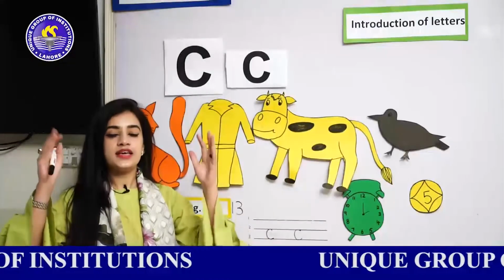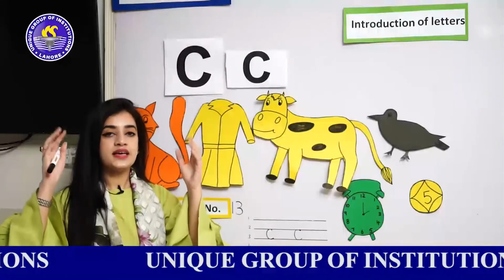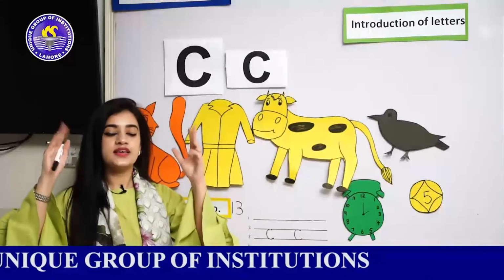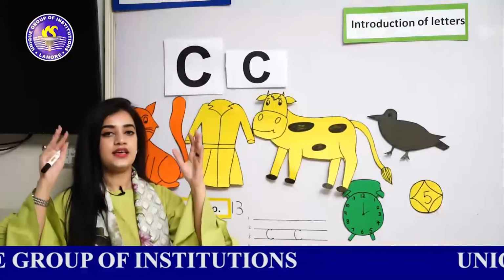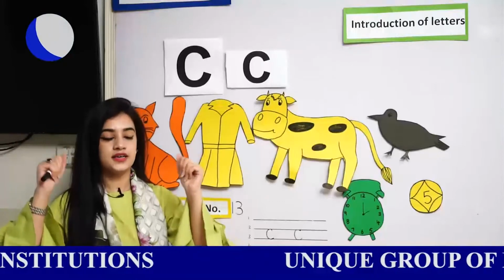We are clicking castanets, k k k. We are clicking castanets, k k k. We are clicking castanets, clicking castanets. We are clicking castanets, k k k.